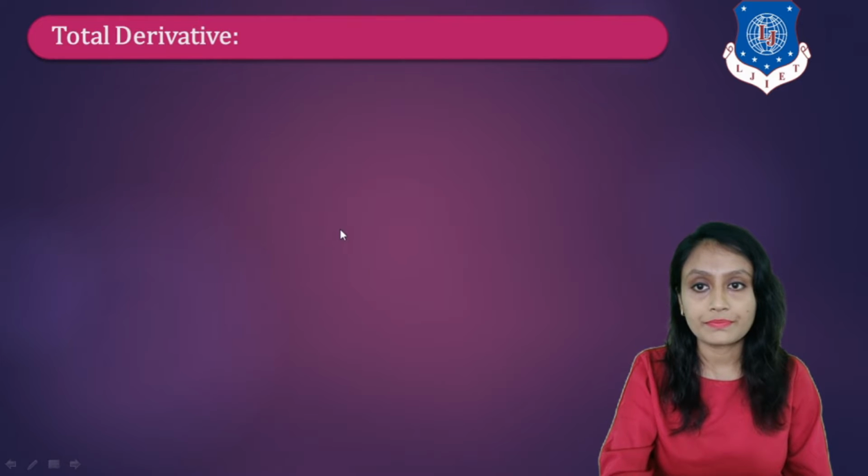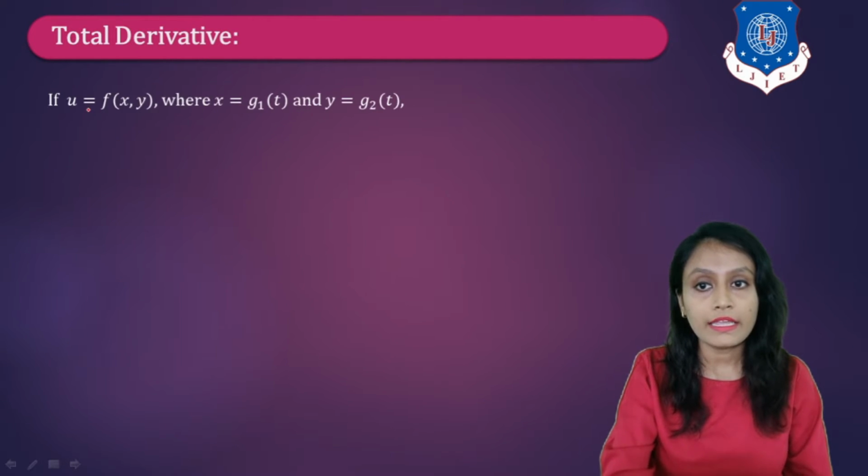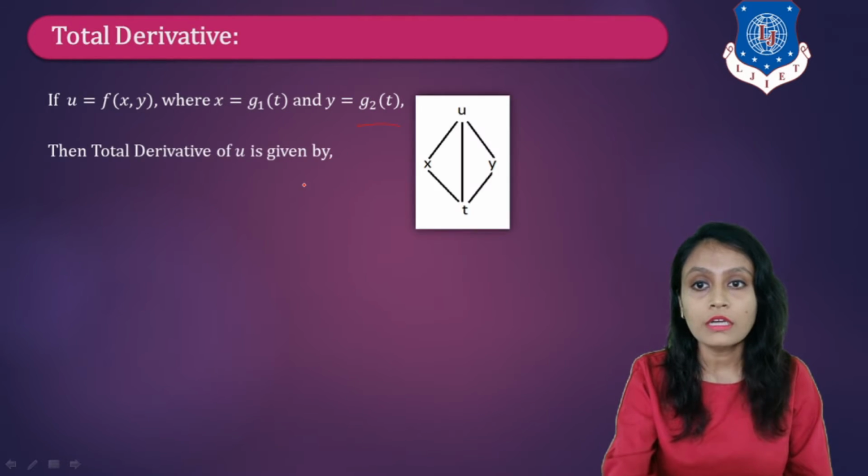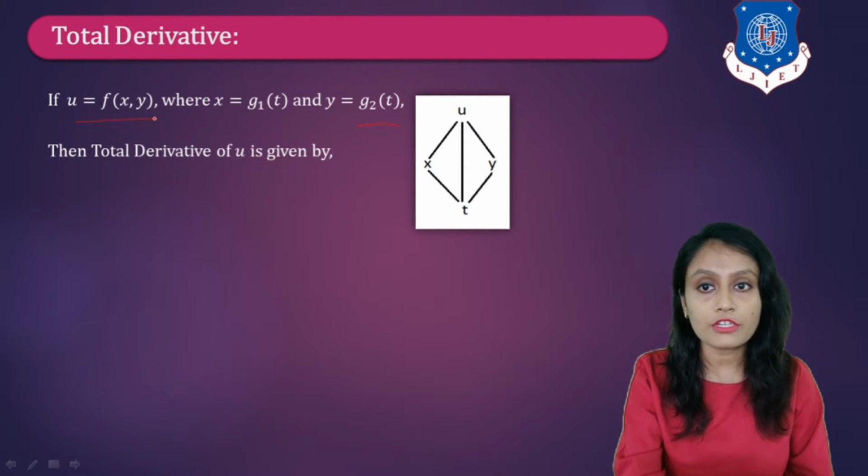Okay, next let's discuss total derivative. So if u is a function of x and y, where x is a function of t and y is a function of t, firstly we'll draw a tree diagram. So here we will write u is a function of x and y, and x is a function of t and y is also a function of t. So we will write it together here like this.